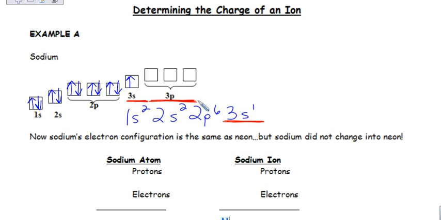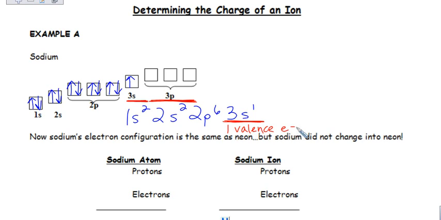We mentioned the octet rule in the last video, that atoms want to gain or lose electrons to achieve a full outer shell, which usually means 8 valence electrons. That's our goal. Sodium right now has 1 valence electron. Here's our 1 valence electron. So we have to make a decision.